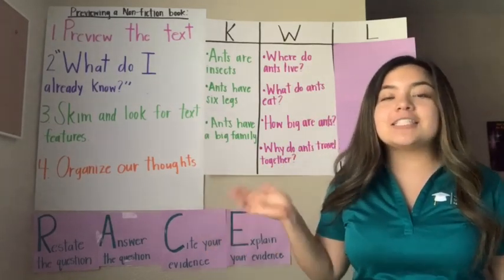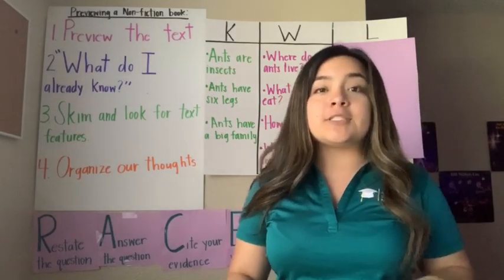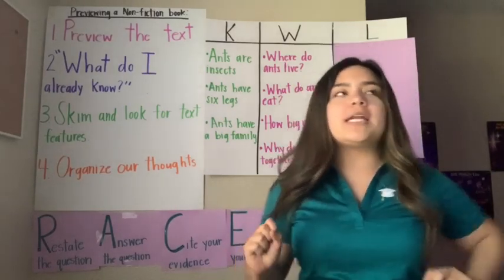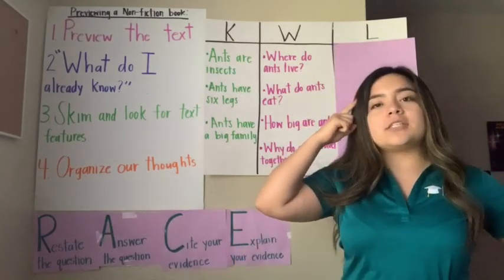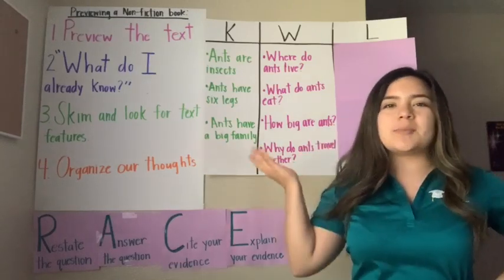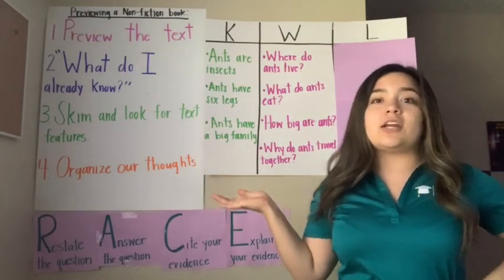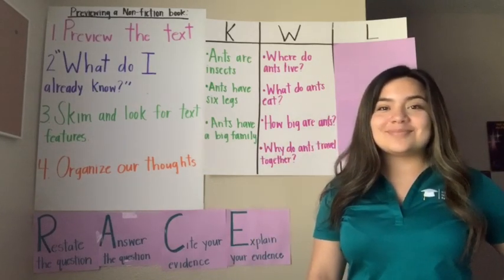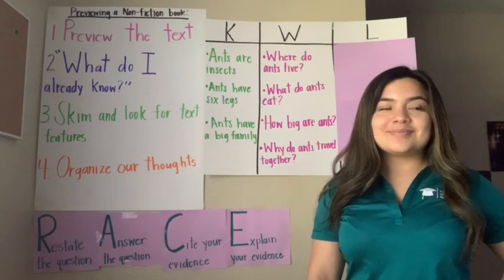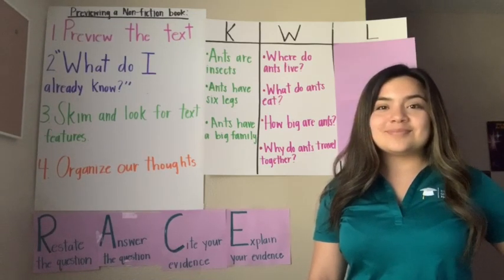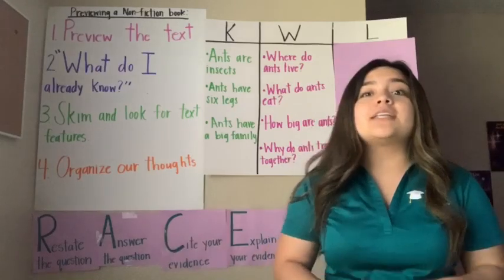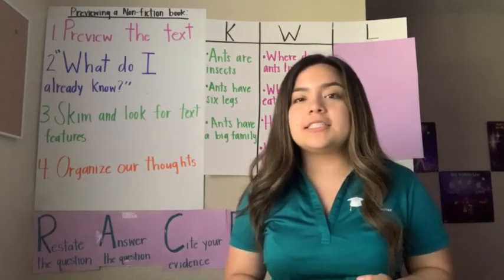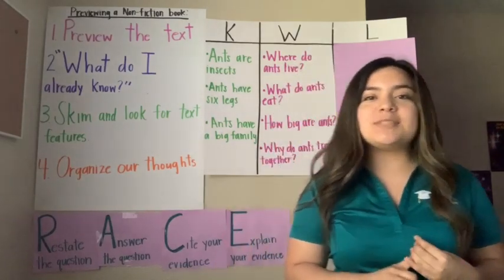Awesome job, scholars. So, we know that in our nonfiction books, there are text features. Right now, I want you thinking in your head, what are some of those text features that we saw in our story yesterday? Yeah, we saw headings, labels, diagrams, and a table of contents at the front of our book. Awesome job.